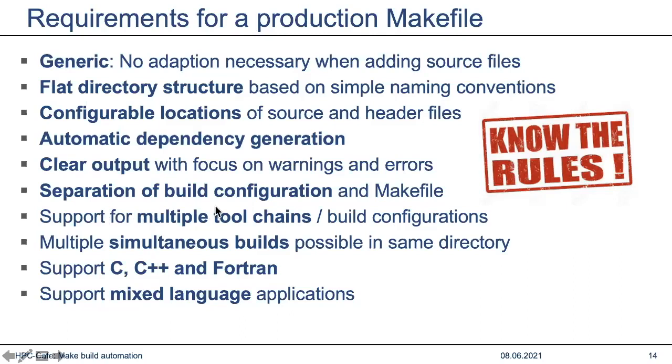Then I want a separation of the build configuration and the makefile. So of course you need a configuration, but this should be done at a separate place. The makefile should support multiple tool chains and/or build configurations. So it should allow different variants. It should be possible to build those different variants simultaneously in the same directory.